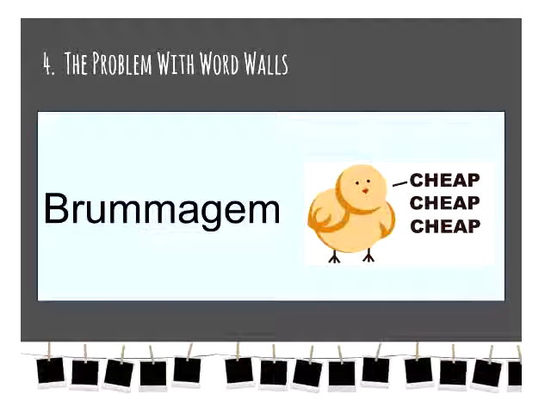So what I've done in the past is I have the word, but I also have a visual. So this word right here, brumagem, means inexpensive, cheap, okay? That's what the word means. Now it may be easier for our students who are visually learning to understand this word better than they would if they just saw the word.